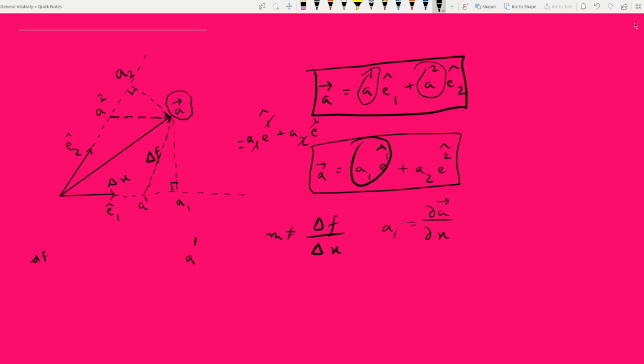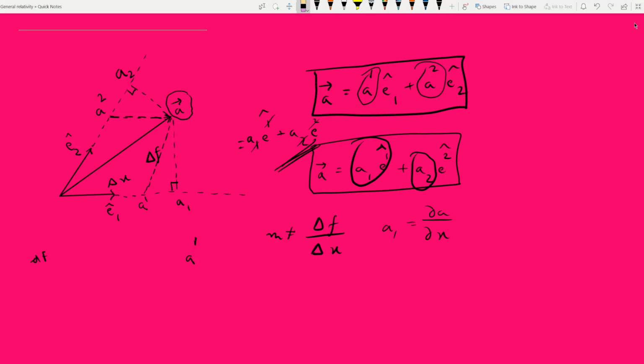But we haven't clearly talked about these A1s and A2s in this bottom part right here. We didn't talk about the covariant components of A1s and A2s. So in the previous video I have made a mistake. I wrote A1 is equal to del vector A by del x, but this is not the case.